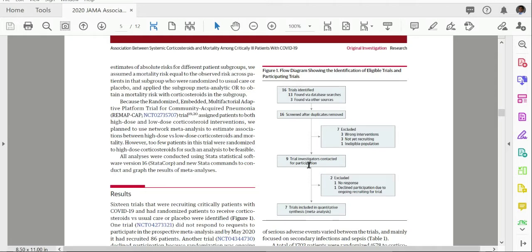And of those also, as I mentioned, they had to contact the individuals responsible for these trials, and out of the 9, 1 trial coordinator didn't get back to them, 1 didn't want to participate, so they only had 7 studies with data that they could use for this study.